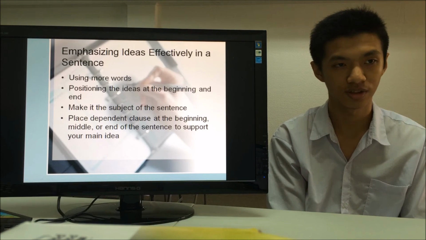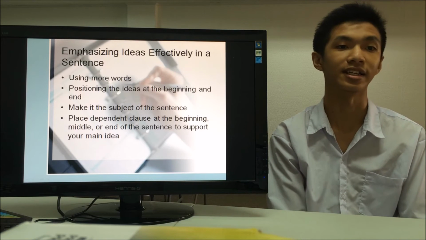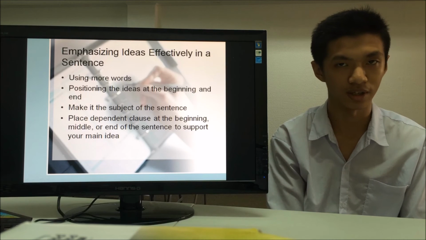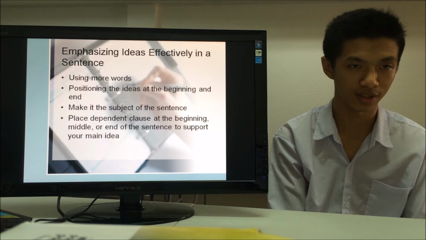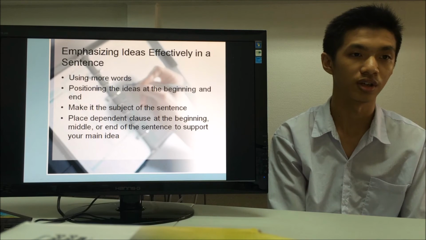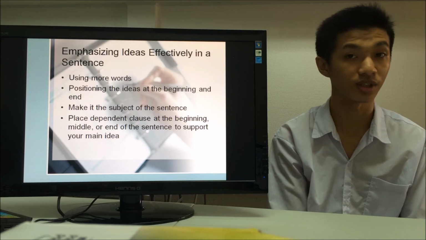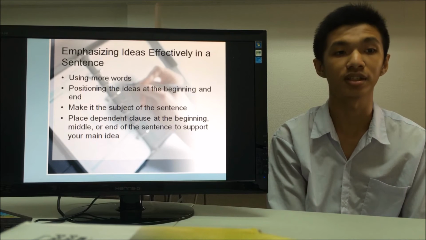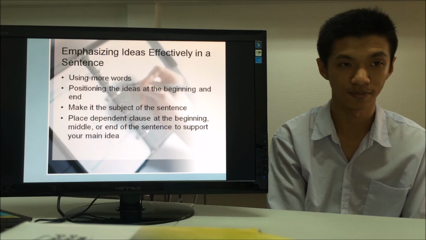Emphasizing ideas effectively in a sentence. 4 common tips when you're trying to emphasize ideas in a sentence. You concentrate more words supporting or describing that idea. Or we can position the ideas at the beginning and the end, where they add importance and gather attention. We can also use it as a subject of the sentence, because the subject is the main idea of the sentence. And last, we can place a dependent clause at the beginning, middle, or the end of the sentence to support your main idea.